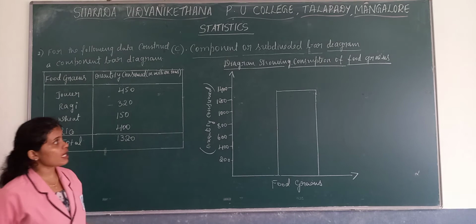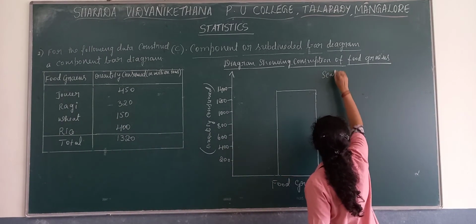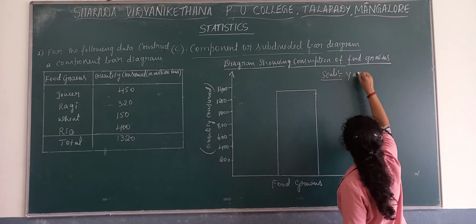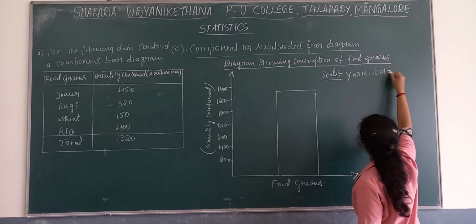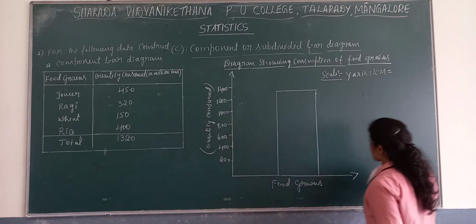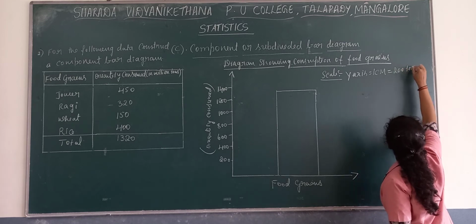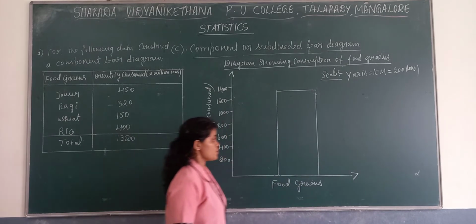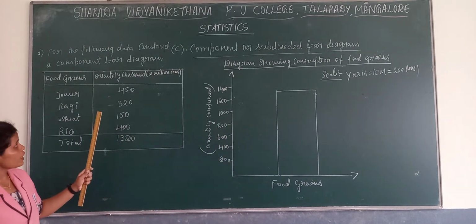Before that we write the scale. Scale: on the y-axis, 1 centimeter equals 200 million tons. We have taken 200 million tons as the unit of measurement.